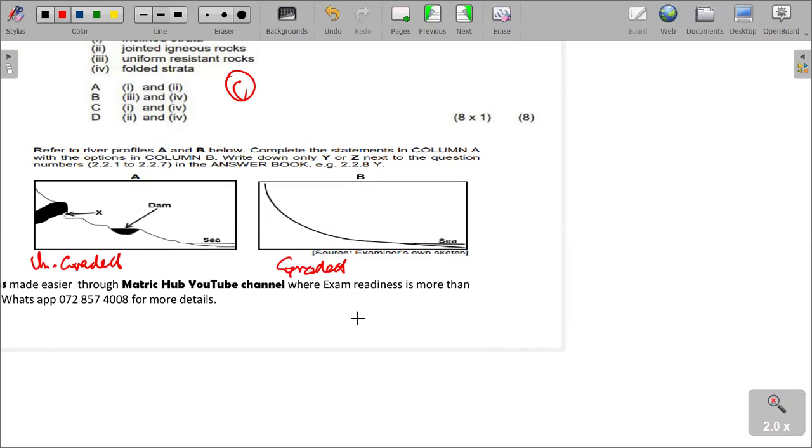Ungraded river channel has got some temporary base levels which are formed by some resistant landscapes, which can be some underlying rock strata which are just resistant, and also some temporary water storage reservoirs, such as the dams and the X things that are shown in diagram A there. And then the graded one has got a smooth concave shape, which shows that there is a balance between erosion and deposition, such that there is a very smooth longitudinal profile of the river channel. That is one thing that we just need to take note of.